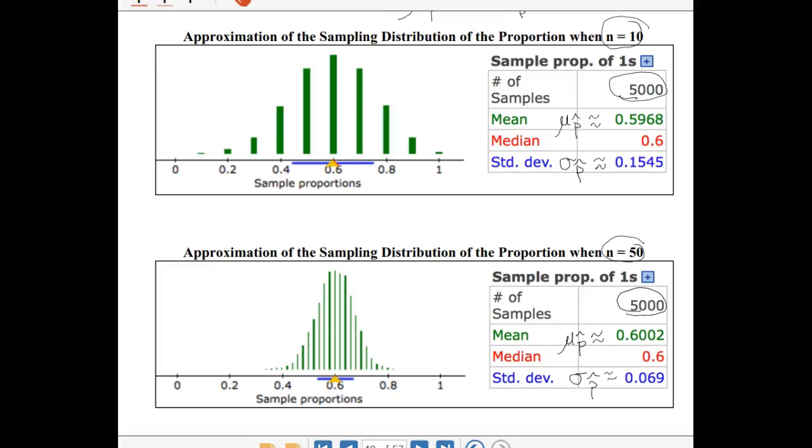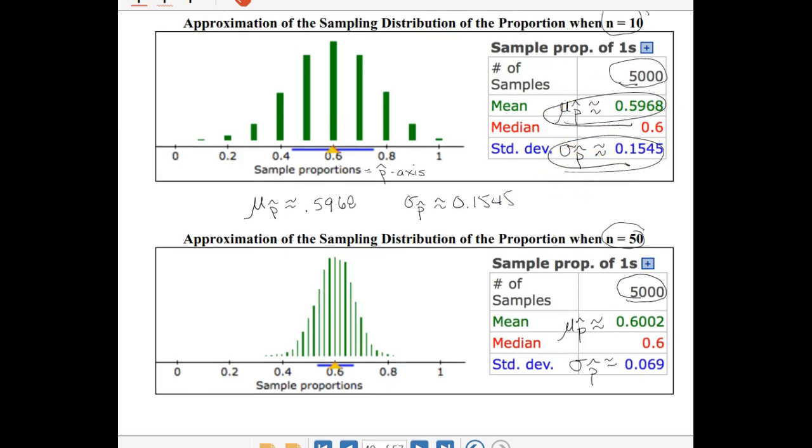Alright, so in that last video I had marked some of these values, but I am just going to emphasize them by writing them under each of these curves. Again, this is a p-hat axis on the horizontal axis for these graphs. For this particular curve, mu p-hat was approximated by the value 0.5968, and sigma p-hat was approximated by the value 0.1545. These are the values we saw given in the table on the right.